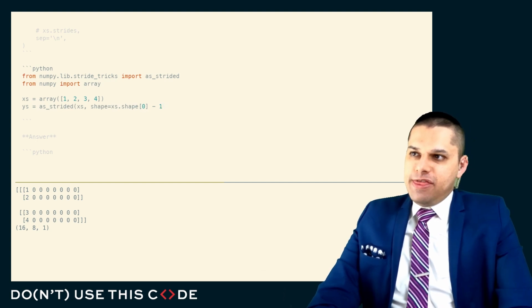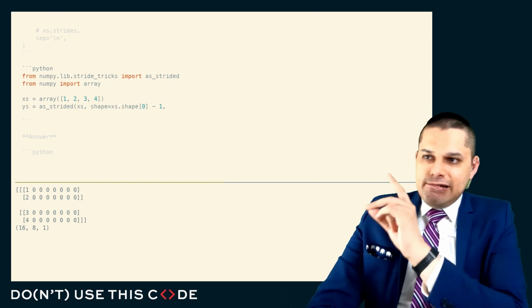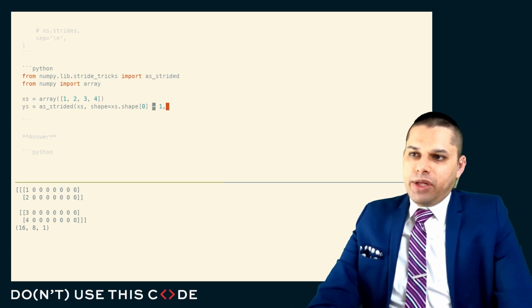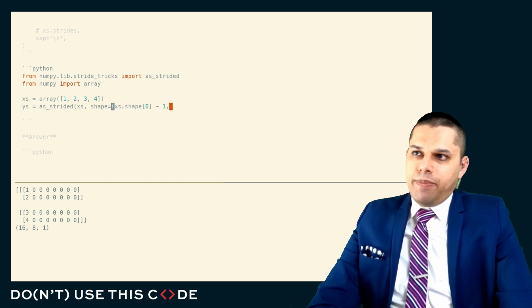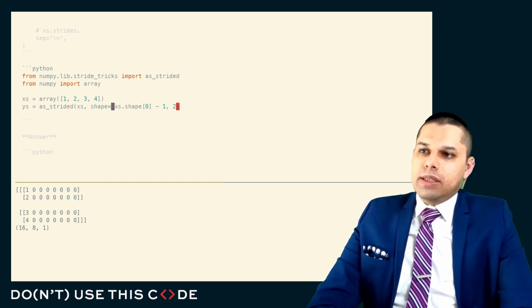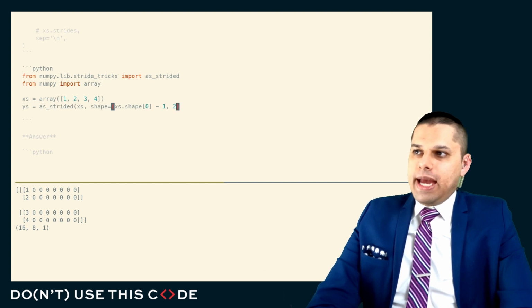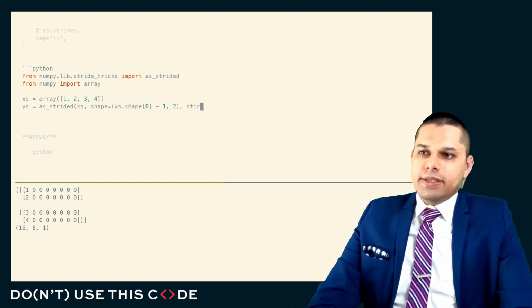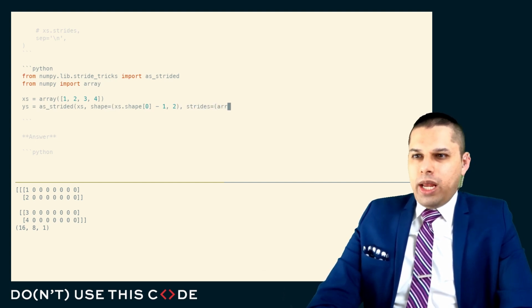Yeah. And then we're going to say, we're going to actually make this something like this. We're going to say it's whatever the original shape is, -1. And we're going to add another dimension here of 2. And then I say what the striding is. The striding is whatever its original strides were.